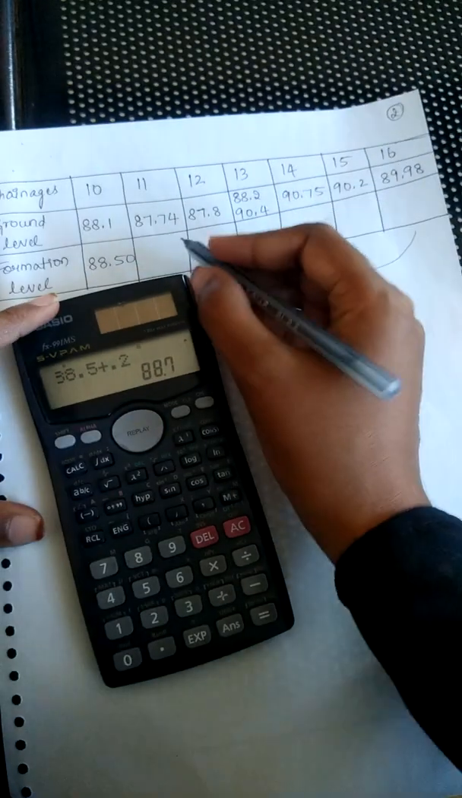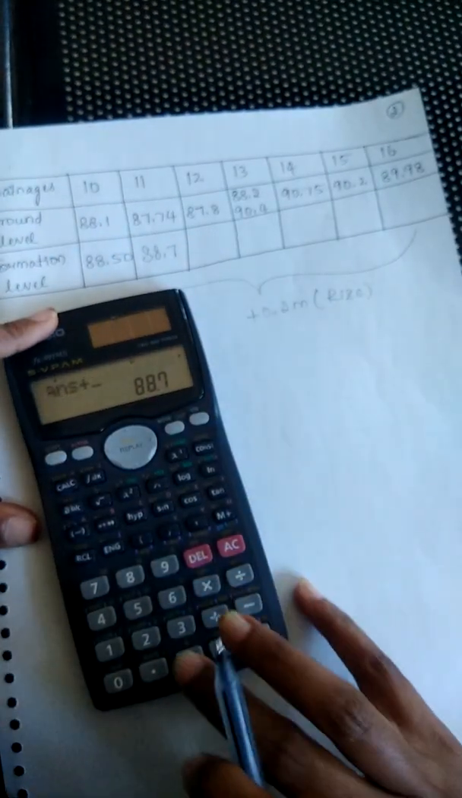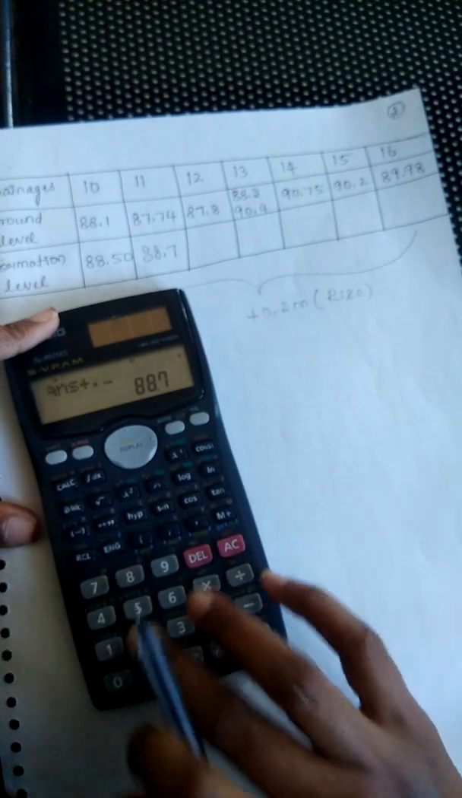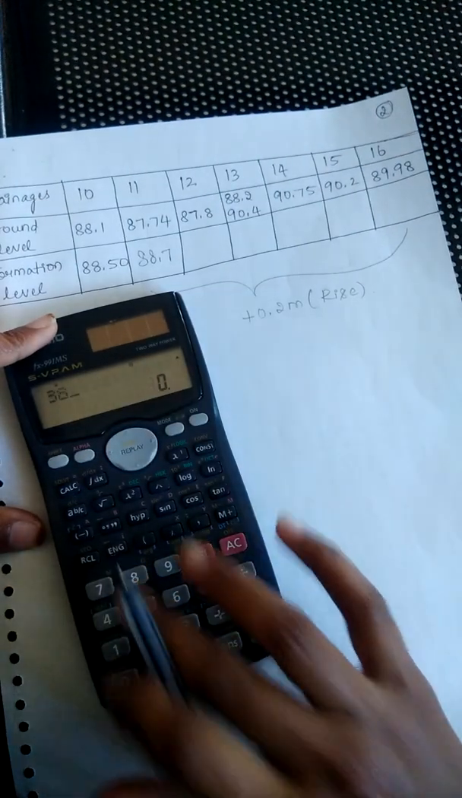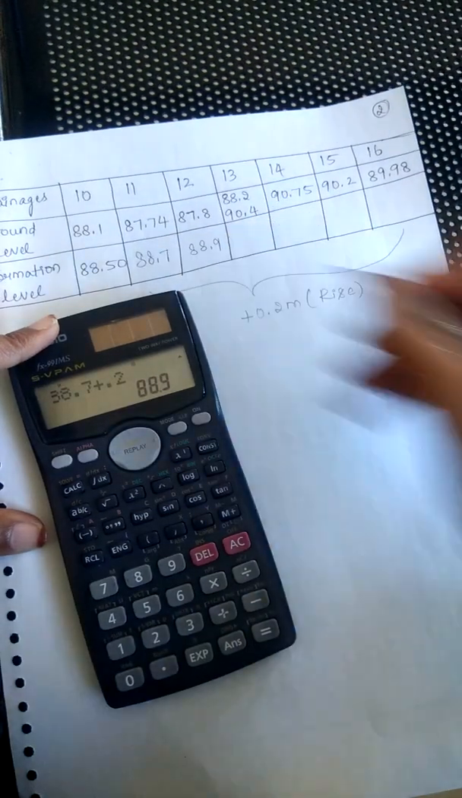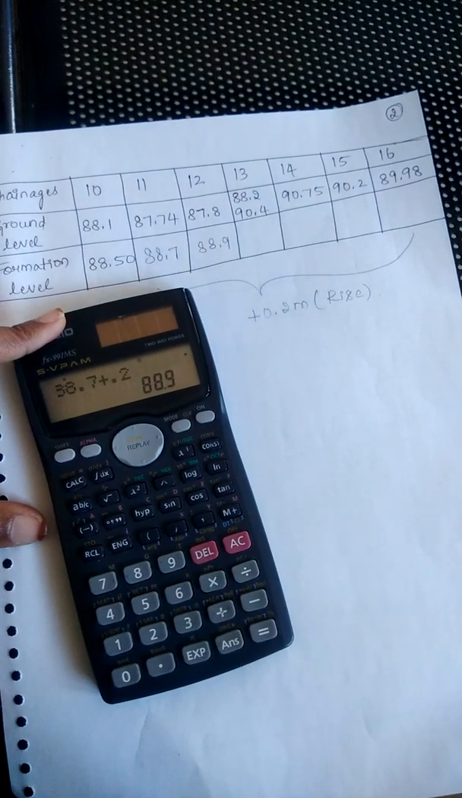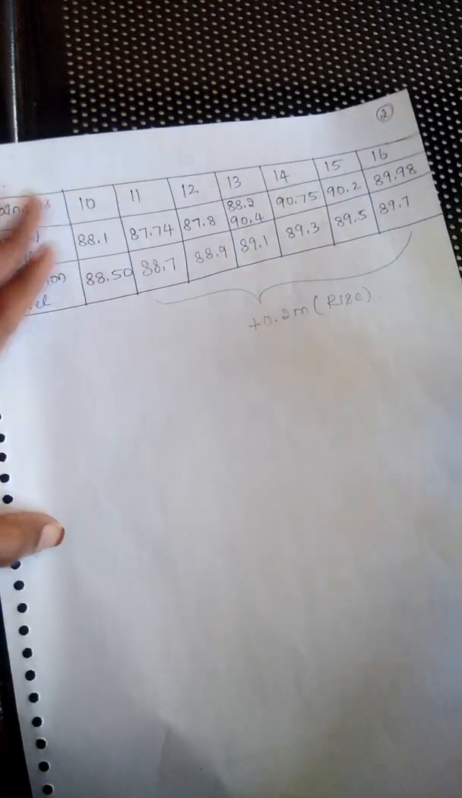This gives me a reading 88.7. And then to find the next RL, again I should add the previous one with the 0.2. See, I will be getting 88.9. So likewise, I had to find all the RLs till the 16th chainage. See, I have found the formation levels of all the chainages. After finding this, we need to rub this, and we have to add one more row to this table.